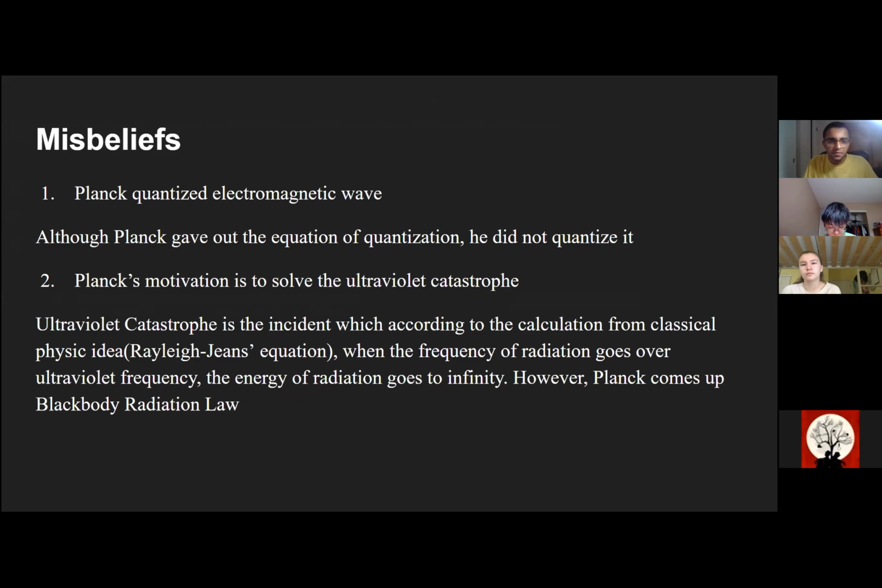There are two misbeliefs. The first one is that Planck quantized the electromagnetic waves. Although he gave out the equation, he did not really believe that it could be quantized; he just used the equation in his favor. The second one is that Planck's motivation was to solve the ultraviolet catastrophe. As I've said, the ultraviolet catastrophe is an incident in which, according to classical physics calculations, when the frequency of radiation goes over the ultraviolet frequency, the energy of radiation just goes to infinity. But Planck came up with the radiation law before the ultraviolet catastrophe happened.